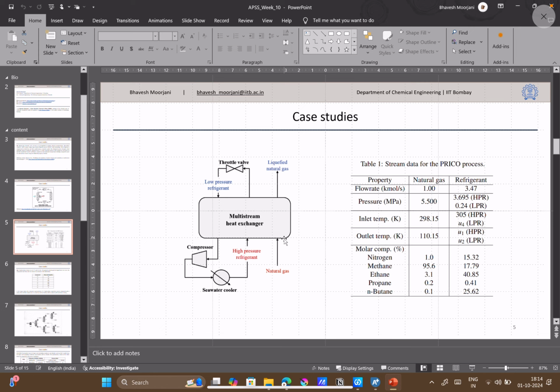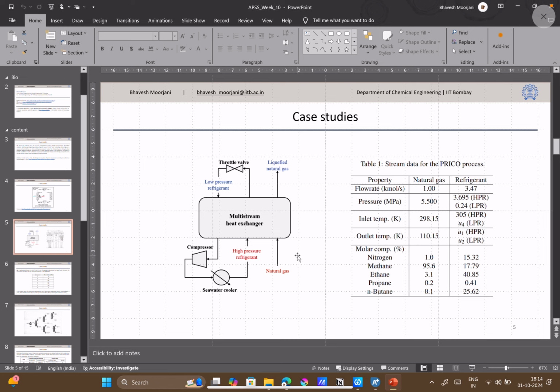Apart from that, the multi-stream heat exchanger is also useful, as I was saying, when we are not concerned with the exact heat transfer between individual streams, but rather we just want to know the overall heat transfer. If you are familiar with air separation units via refrigeration, there are companies which have proprietary processes which help to separate air into oxygen, nitrogen and argon via this refrigeration cycle.